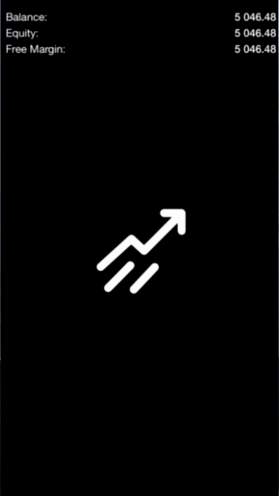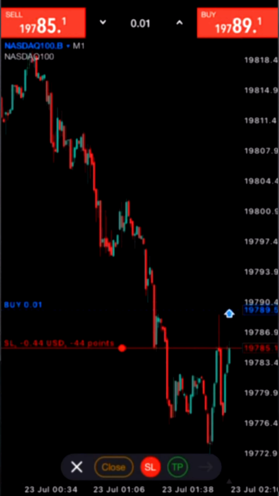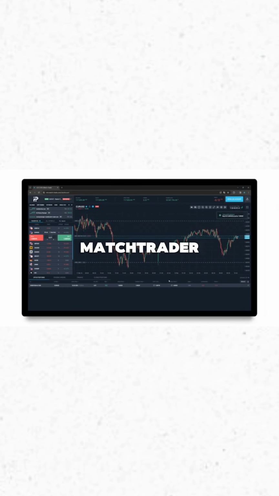On take profit and stop loss, there is a slight difference. With MT5, you can click on the line and get the stop loss or TP, then equate it, setting the stop loss as the TP. On the other hand, with Matchtrader, you have to click on the stop loss, then get it to equate to it.